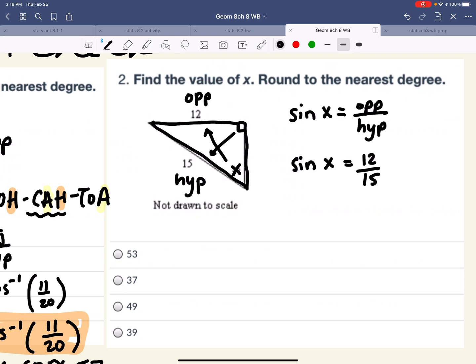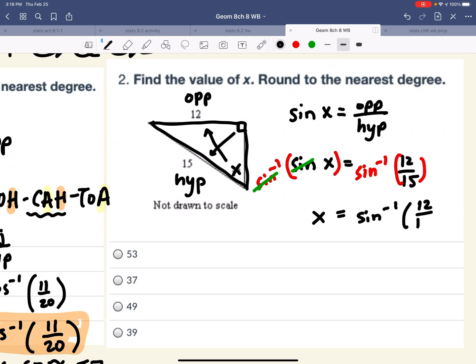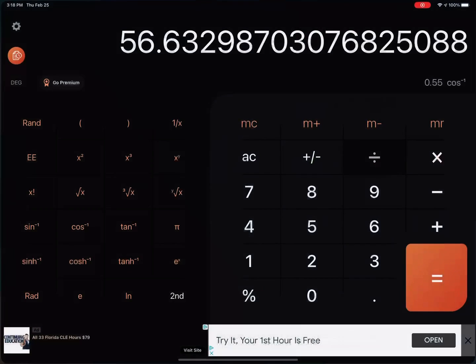So notice I get out my eraser because I'm going to have to take the inverse sine of both sides. Let's give ourselves some room here, right? So the inverse sine and the inverse sine, I must do the same to both sides. And nicely, the inverse sine of sine x is just plain old x. So I need to type in the calculator the inverse sine of 12 over 15. So let's do it. Let's start.